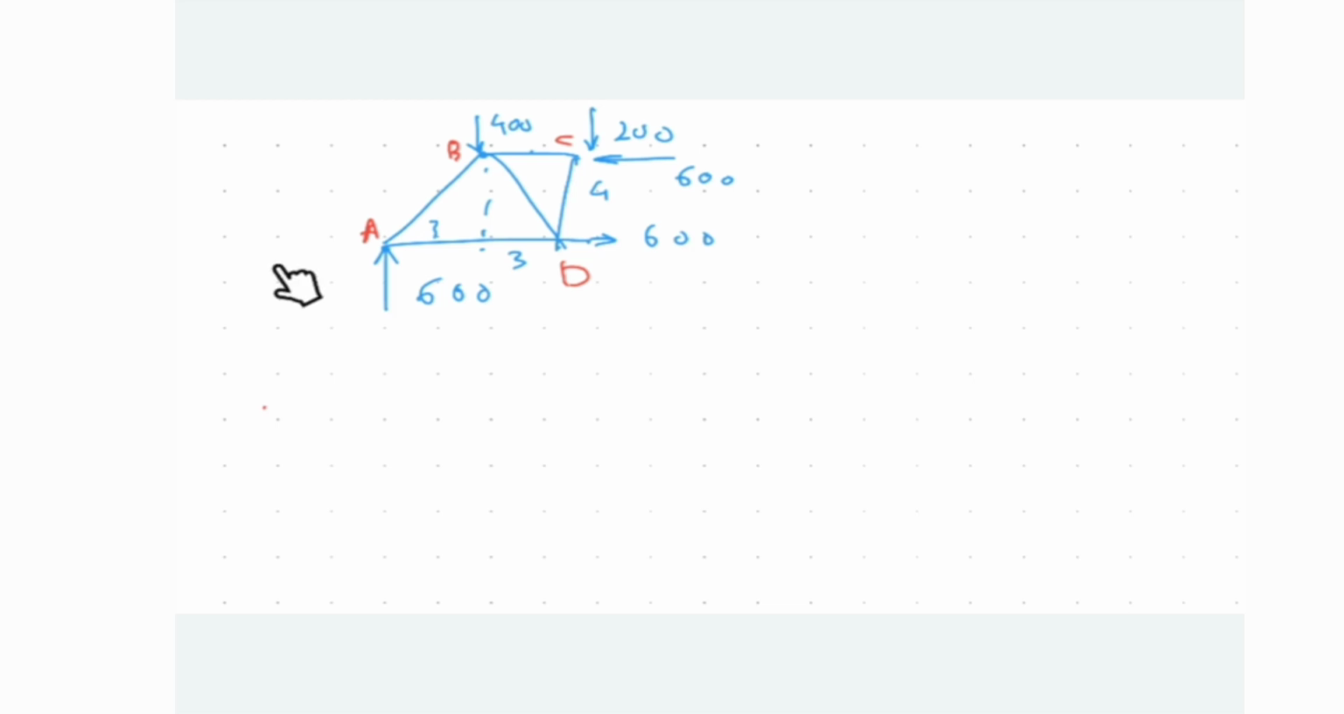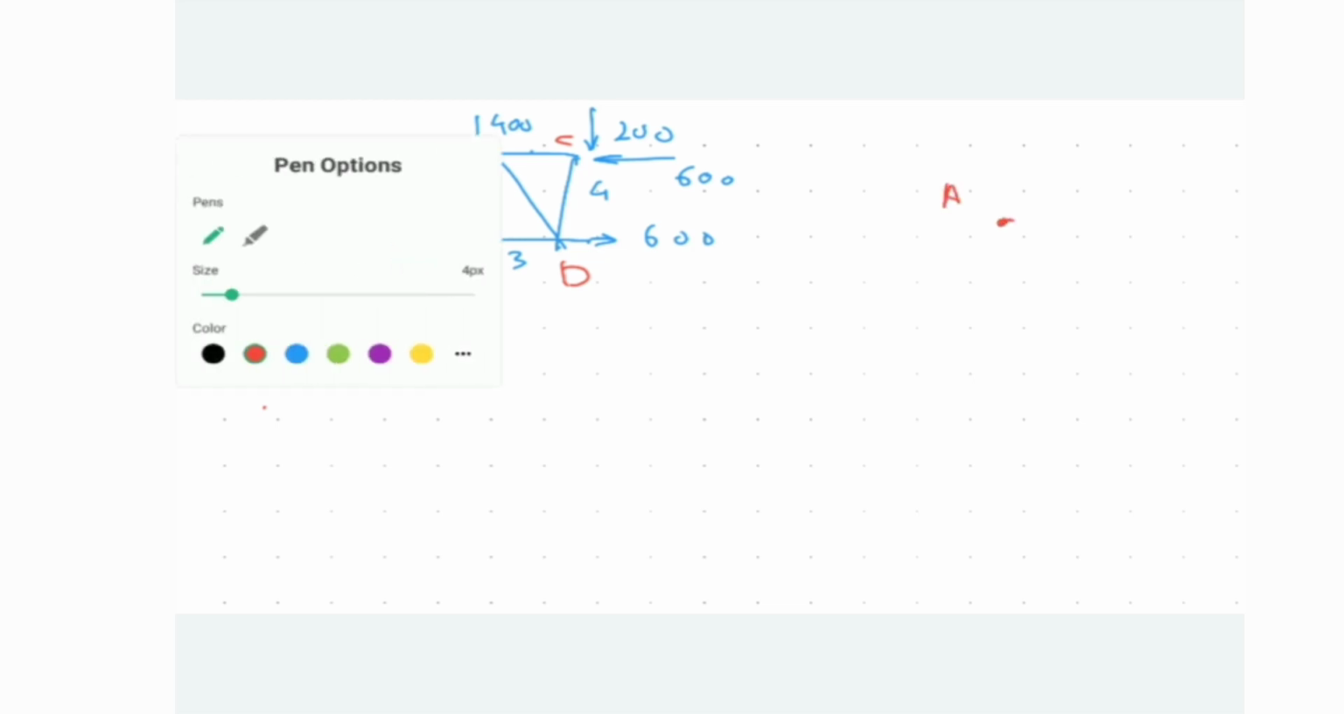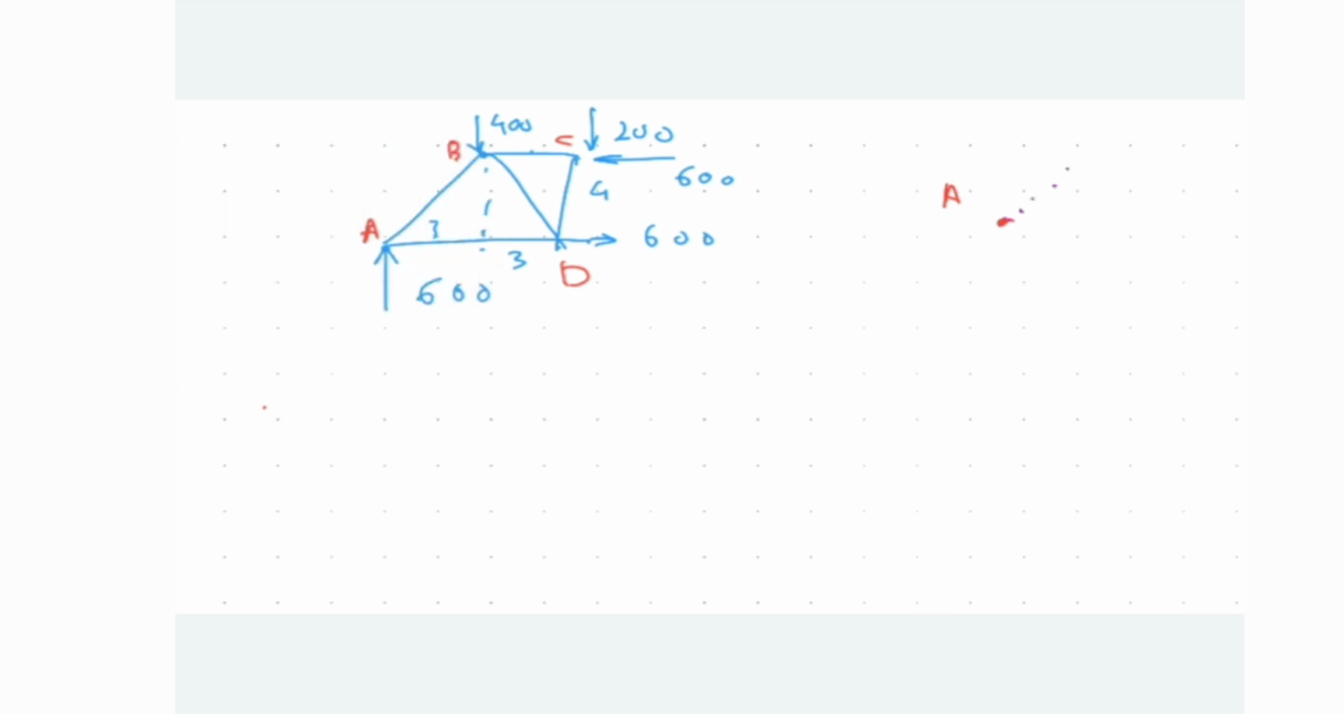Okay, let's assume this is a pin. This is a pin which is connected to a roller pin which is under that, and we already have applied the reaction force of that roller, which is 600 here. If you consider that pin, this is pin A, it is connected to two members. One of them is here, the other one is here, and I have 600 over here.